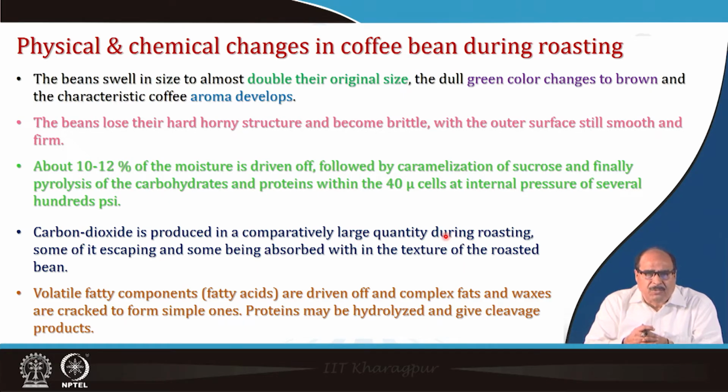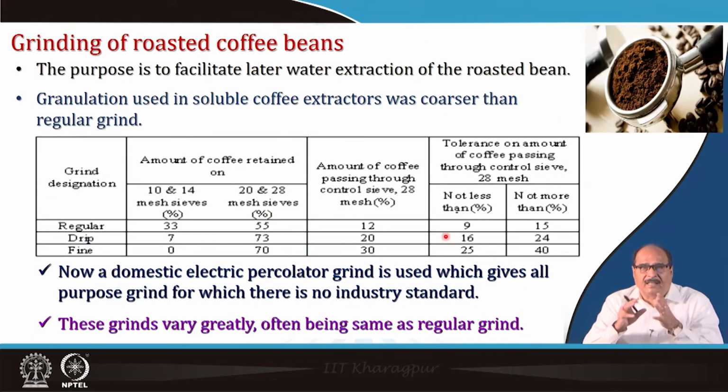Carbon dioxide is produced in a comparatively large quantity during roasting, with some of it escaping and some being absorbed within the texture of the roasted beans. Volatile fatty components like fatty acids etc. are driven off, and the complex fats and waxes are cracked down to simple ones. Proteins may be hydrolyzed and they may give cleavage products, and all these contribute to the flavor or color of the coffee.